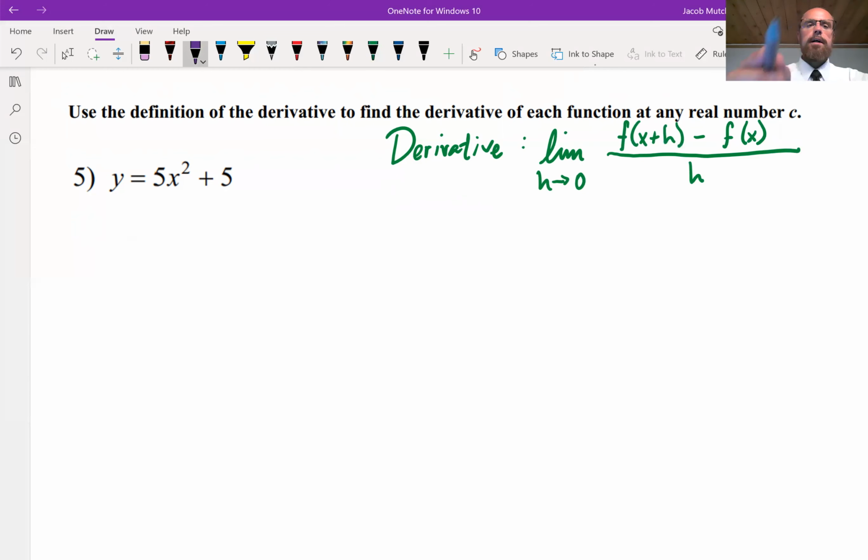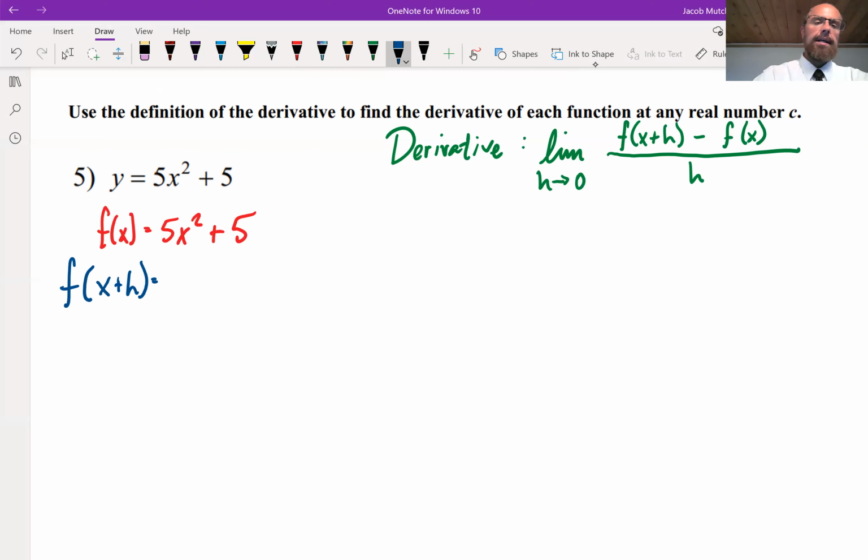Again, we just want to define those two numerator values first. So what's f at x? F at x is 5x squared plus 5. It's the original. And then the second one, really the one that comes first there, f at x plus h. Again, it's a composition. I'm taking x plus h and I'm composing it into the function anytime I see x. So that's 5 parentheses x plus h squared plus 5.